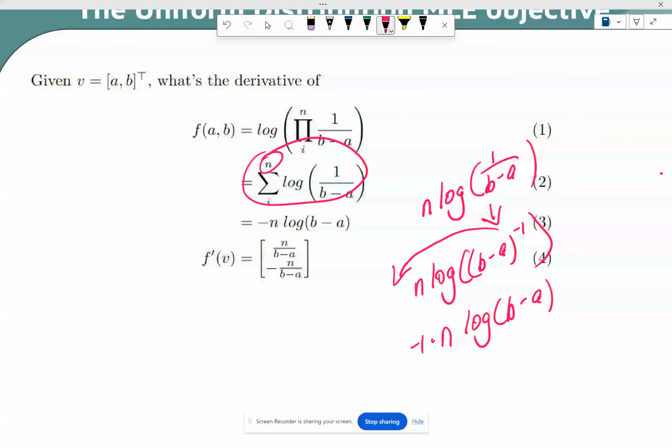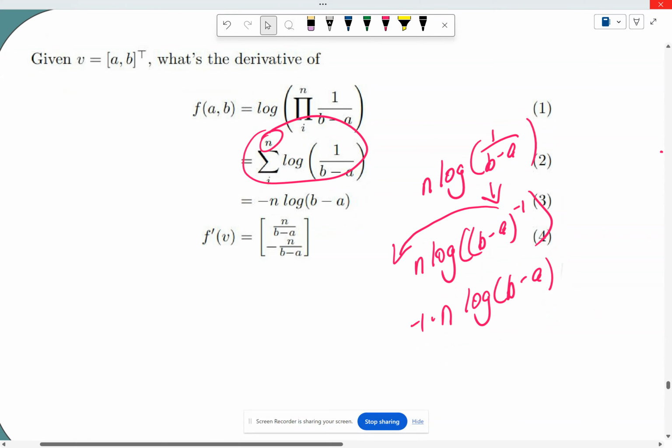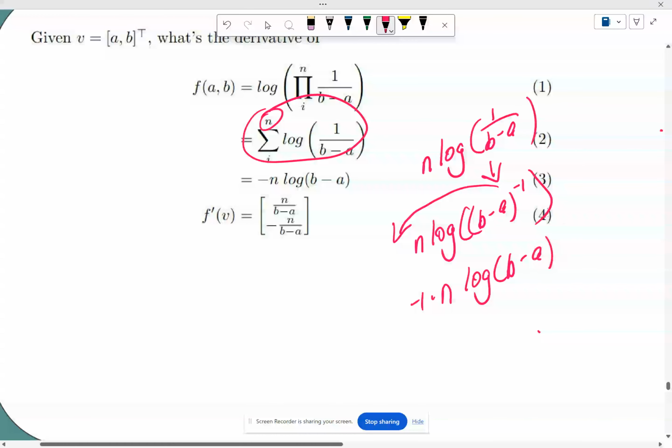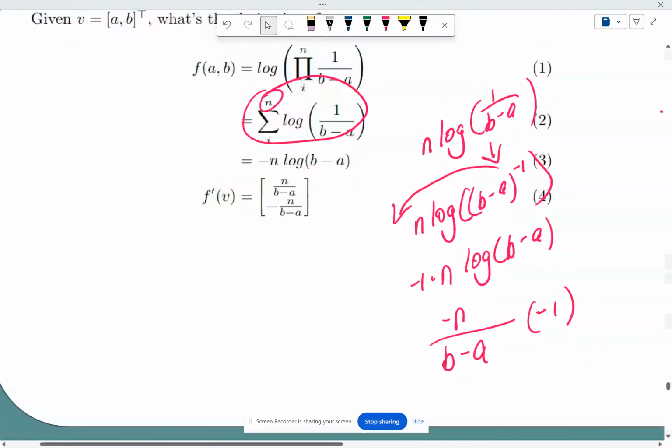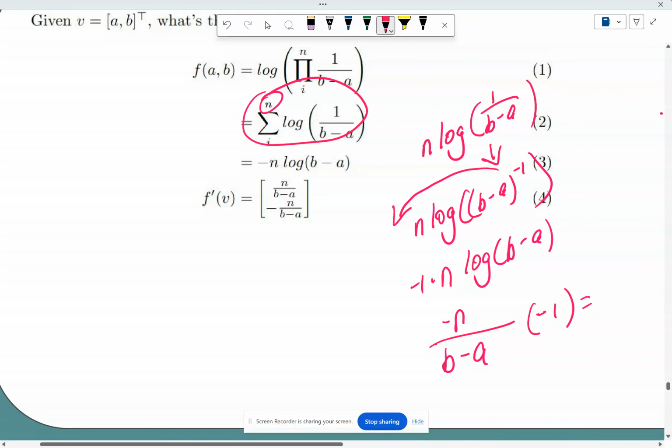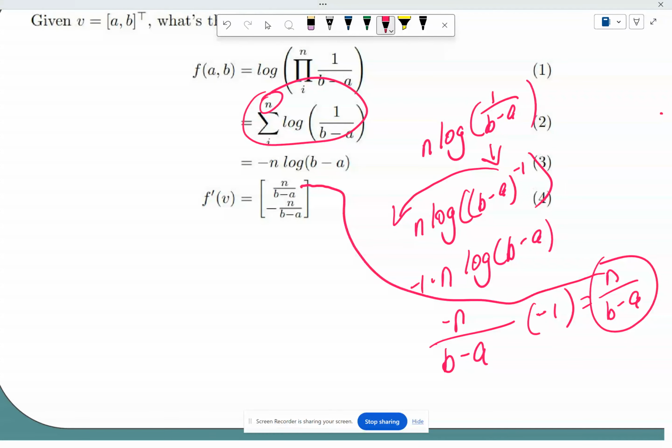Now we can take the derivative of this with respect to a and b. If we take the derivative with respect to a, then it would be minus n times 1 over b minus a times minus 1. So that would be equal to n over b minus a, which is the first one.